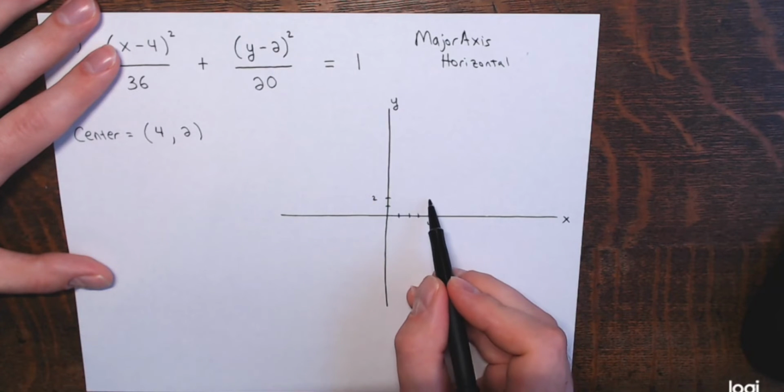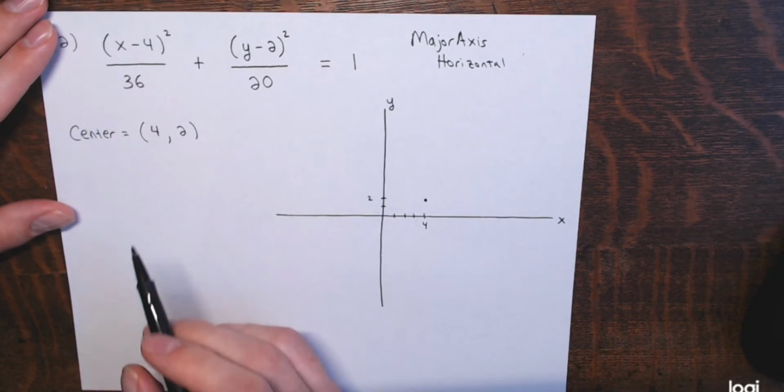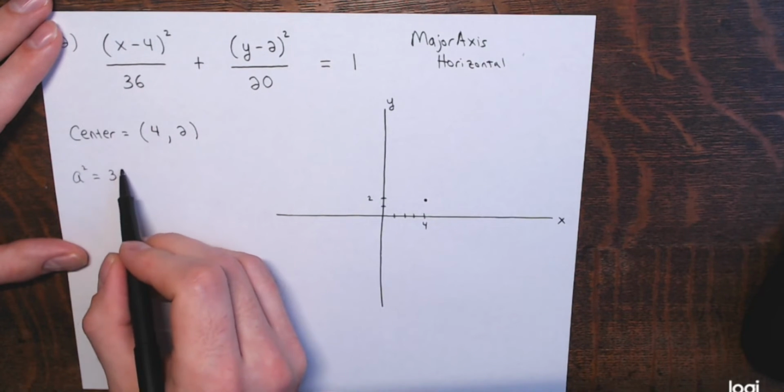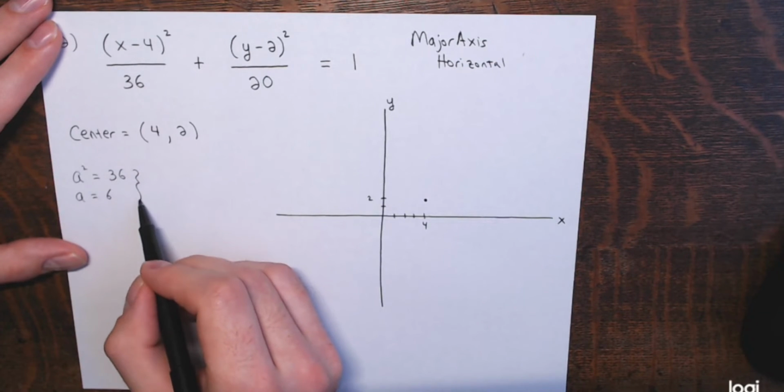So there's the center. And then again, the larger denominator, that's a squared. Right? A squared is 36. So a is 6. And I can use that to find the vertices.